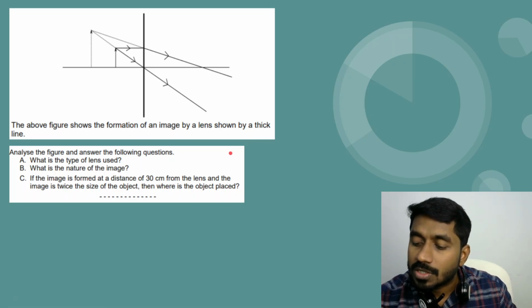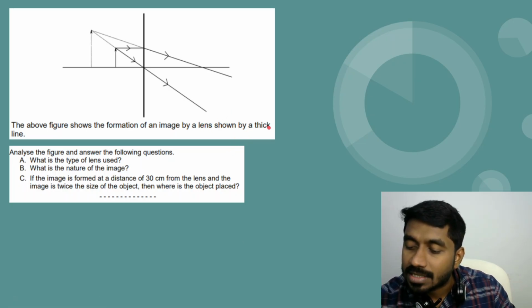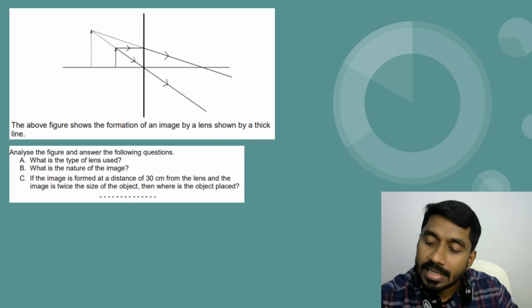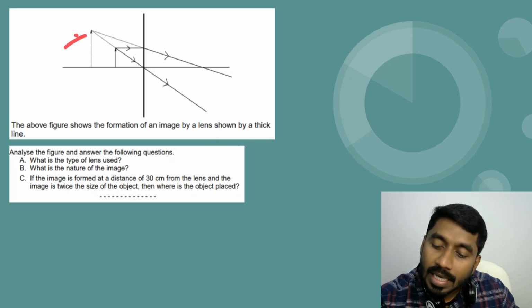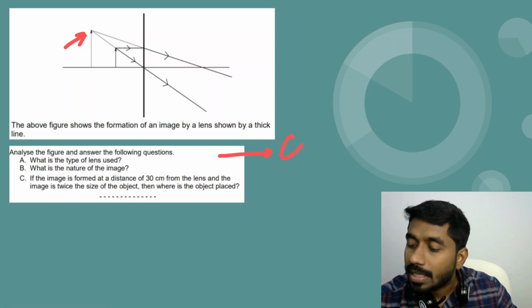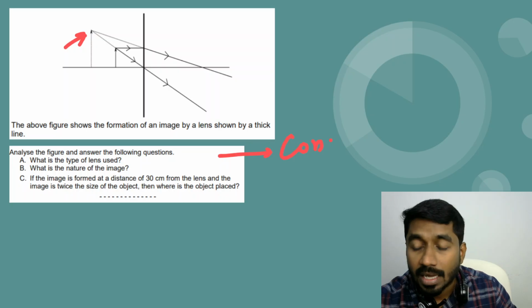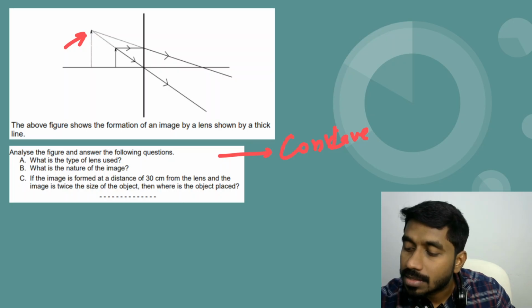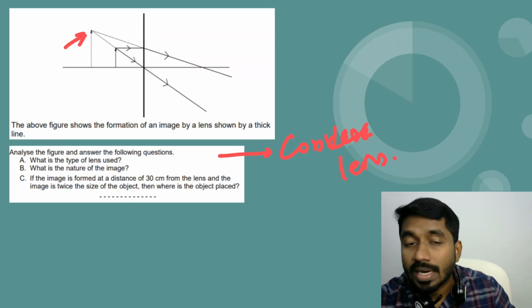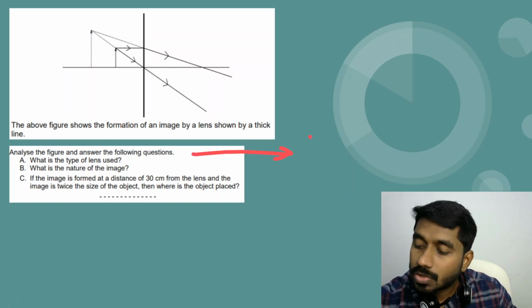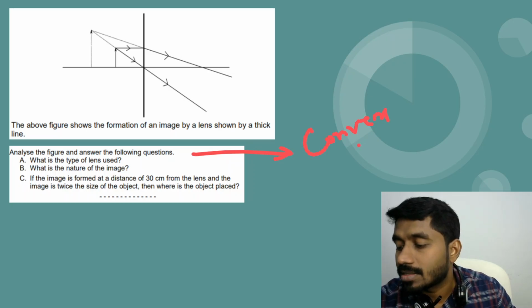The above figure shows the formation of an image by a lens shown by a thick line. What is the type of the lens used? Here we are getting a virtual image, and the image is enlarged. So we can write it as convex lens. What type of lens is it? It is a convex lens.